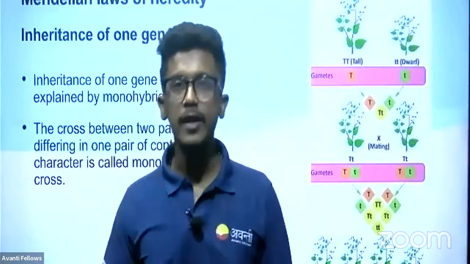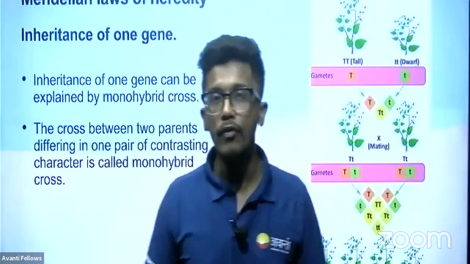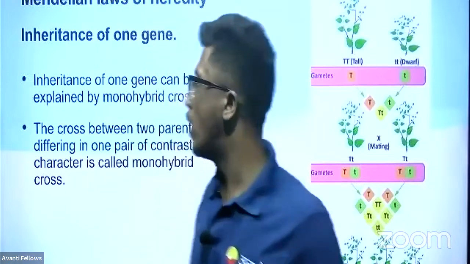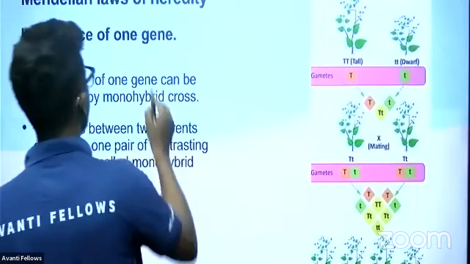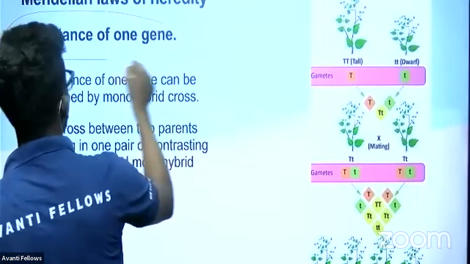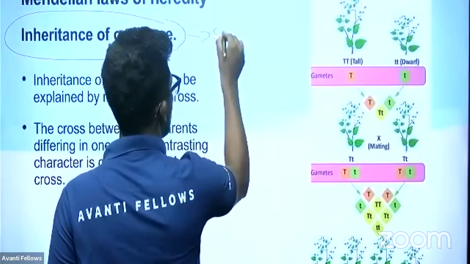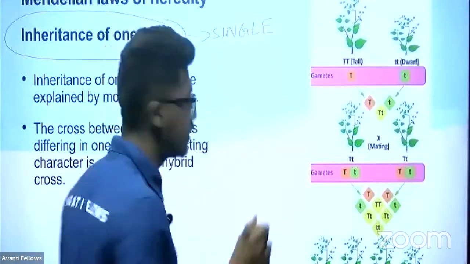Now, the first thing Mendel does is select one character. So first we go with the monohybrid cross. What is a monohybrid cross? Mono means single, okay? For example, inheritance of one gene is another term for monohybrid cross. Mono means it is single, correct, no? Hybrid means mixing, single mixing, correct, no?